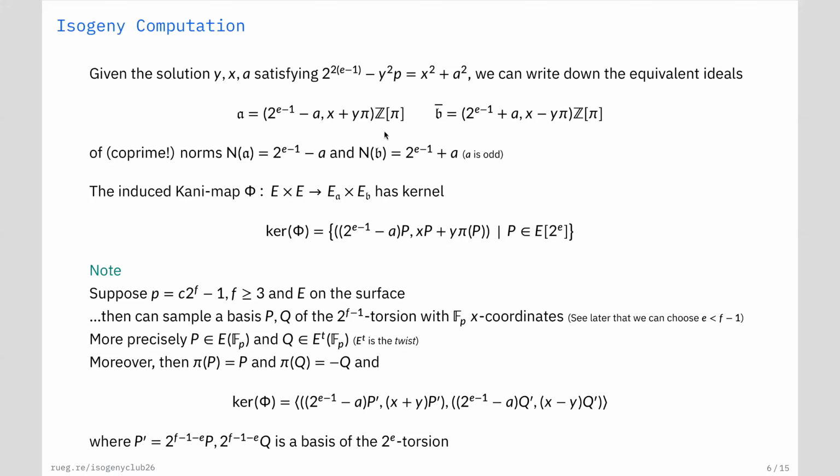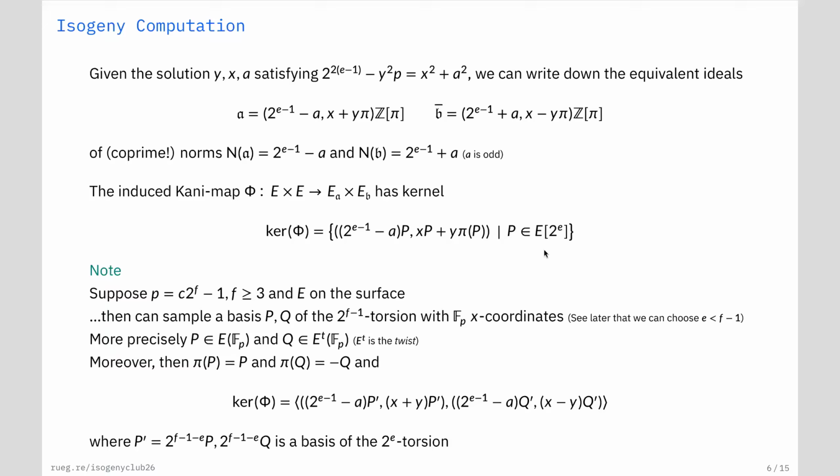And from this quite concrete expression, we can write down the kernel of the higher dimensional isogeny, which is given by 2 to the e minus 1 minus a times P in the first coordinate and xP plus y pi(P) in the second coordinate. So this is not magic. This is just following what the original construction said.